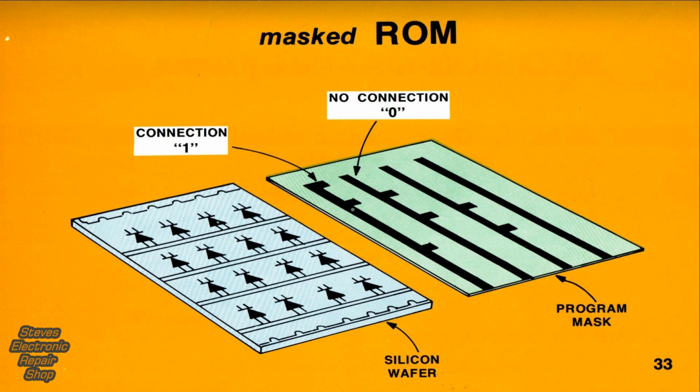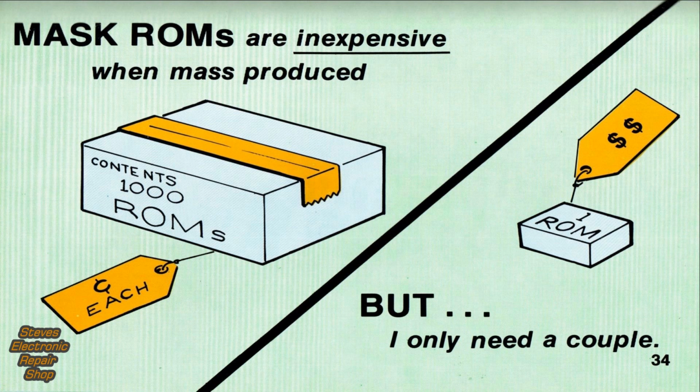The programming mask is developed by the chip manufacturer using a program supplied by the user. Of course, a setup or tooling fee is charged for this service. Mask ROMs are inexpensive when they're mass-produced. Although the masking fee may be quite high, it usually only amounts to a few pennies when spread out over thousands of identical ROMs. However, the mask ROM does have its drawbacks.